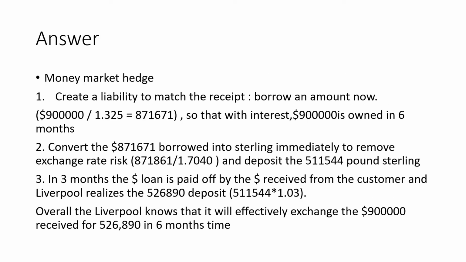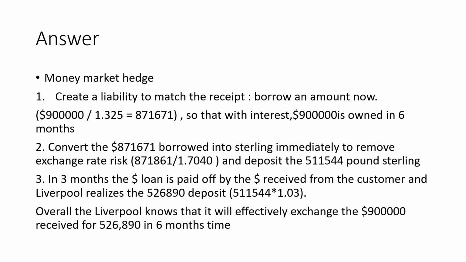Now if we go for a money market hedge, first of all, create a liability to match the receipt. Borrow an amount now, like we have to receive $9 lakh in future, so we have to divide it by 1.325. That will give us 8,71,671, so that with interest 9 lakh is owed in 6 months. Then convert the 8,71,671 borrowed into sterling immediately to remove exchange rate risk.